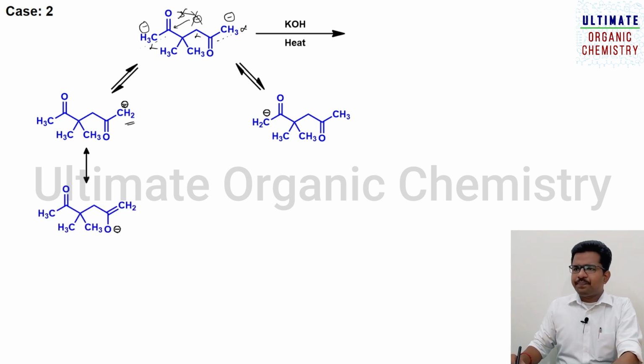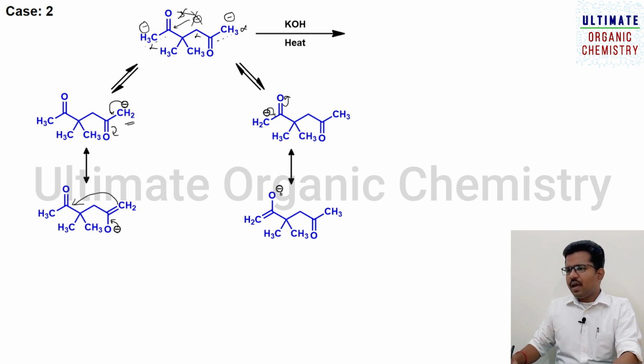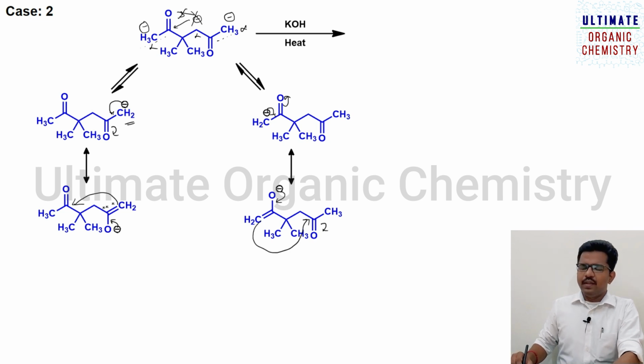In this case, after delocalization it will form the corresponding enolate, and in this case also, after delocalization it will form the corresponding enolate. So when this electron comes here, it will attack this carbonyl carbon, and this electron comes back and it will attack the carbonyl carbon. In this case, what ring will be formed, that we are going to discuss.